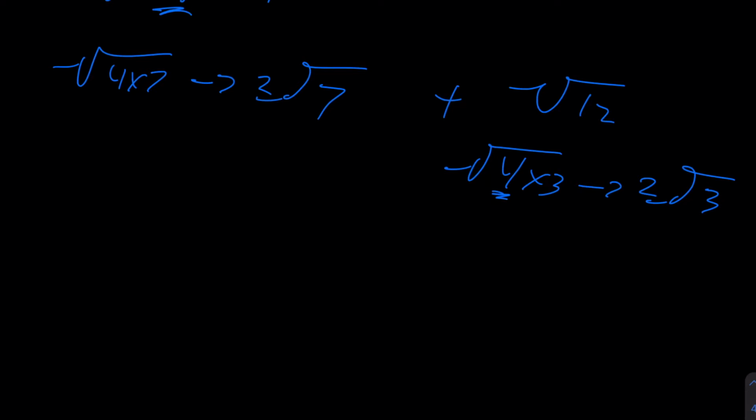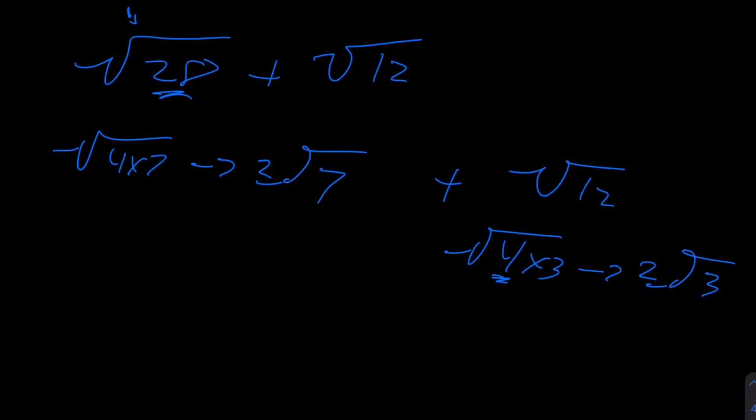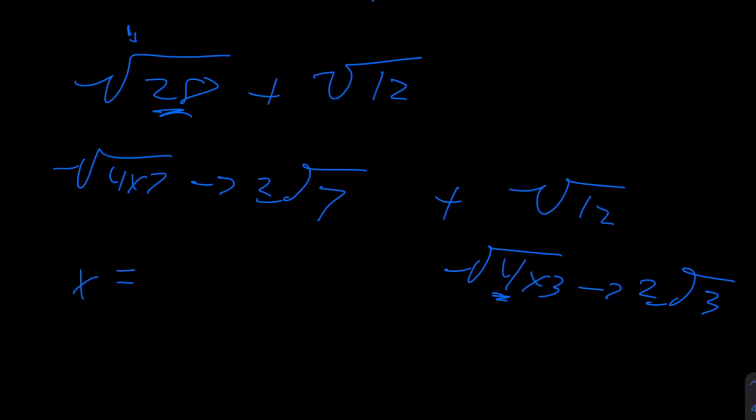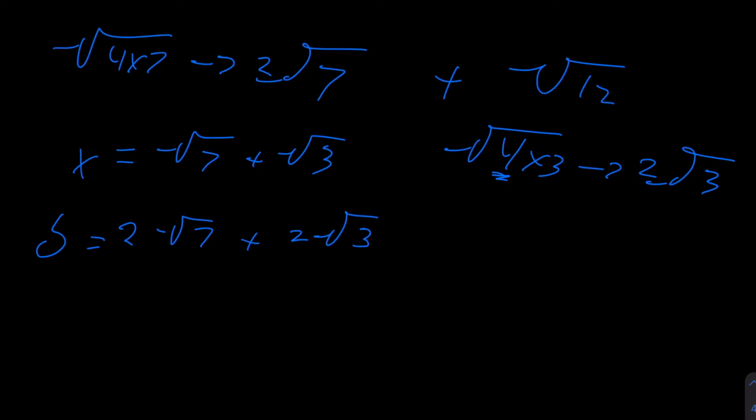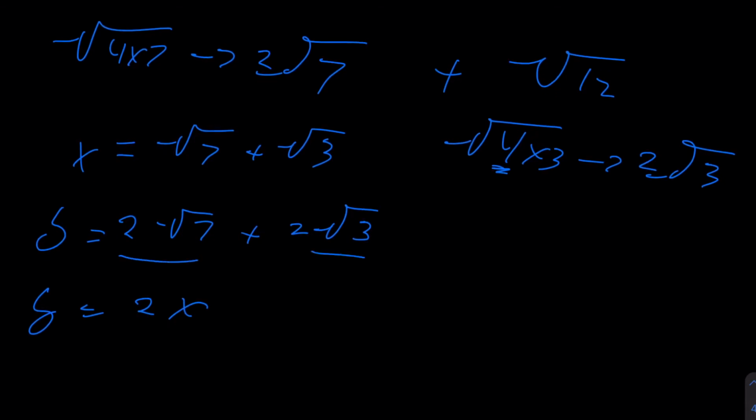Now, can you see it? So x is equal to root 7 plus root 3. And y, in its simplified form, equals 2 root 7 plus 2 root 3. So it's just x multiplied by 2. So y is equal to 2x, basically, as you can see right here.